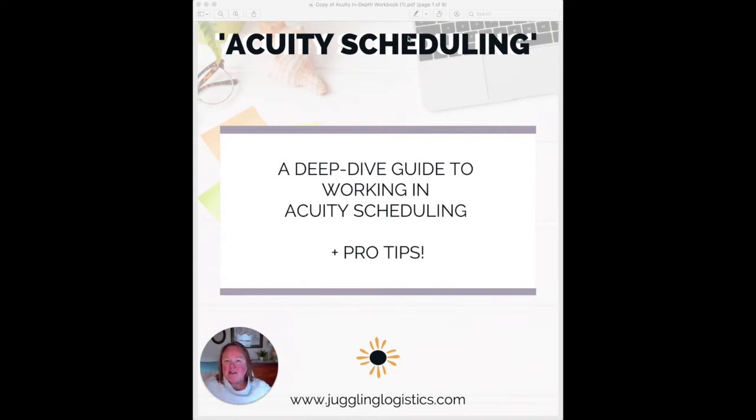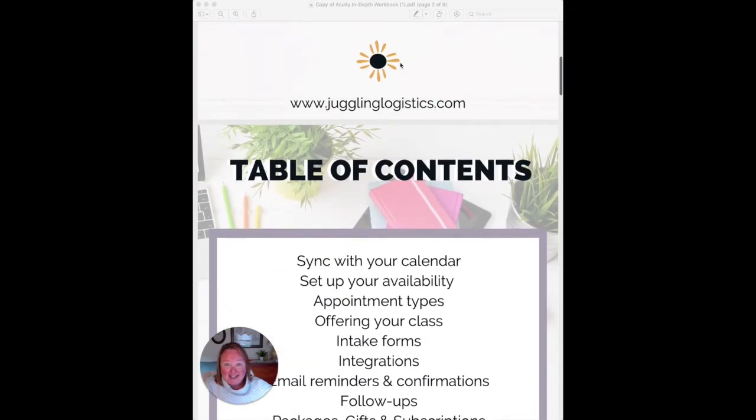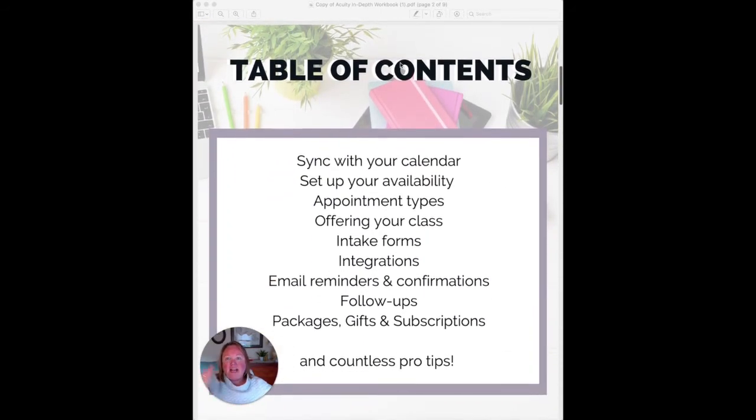What we're seeing here is my in-depth 27-page guide workbook walking you through every single step with setting up your Acuity Scheduling account. This is much more in-depth than the free guide. This guide is also linked below. So let me show you the table of contents that is in this free guide. What this guide will do, and I'm only showing you bits and pieces of it, is walk you through syncing with your calendar, setting up your availability, appointment types, offering the classes.